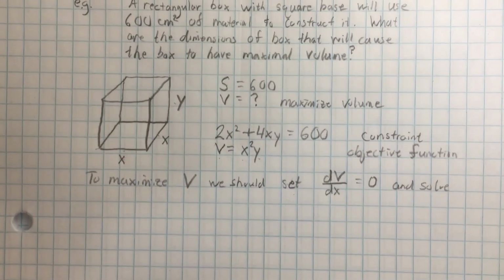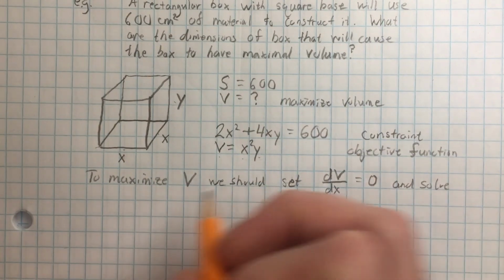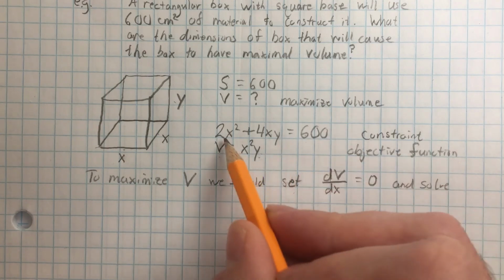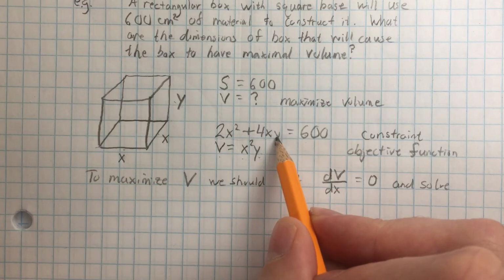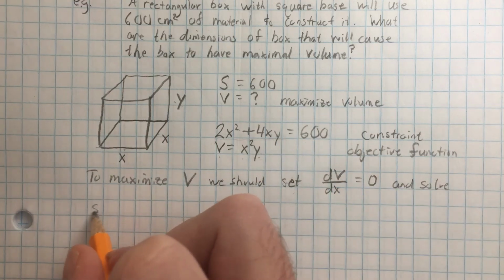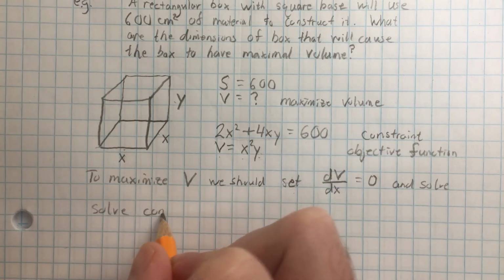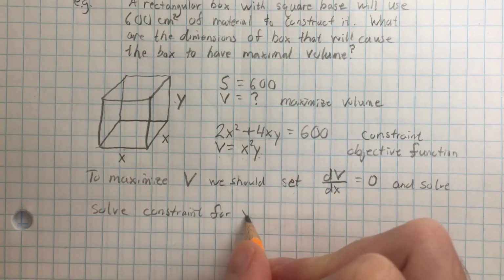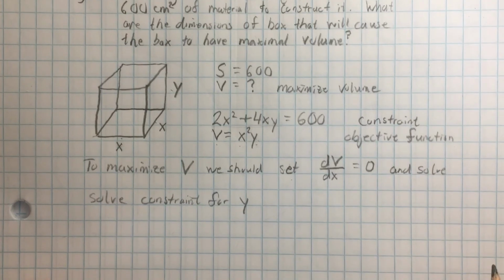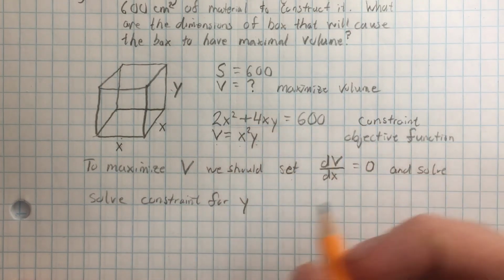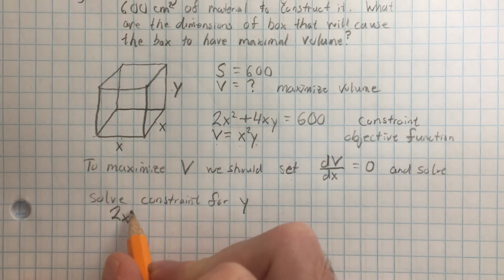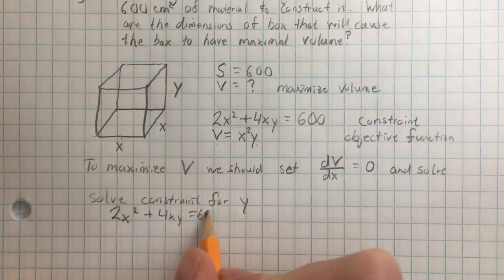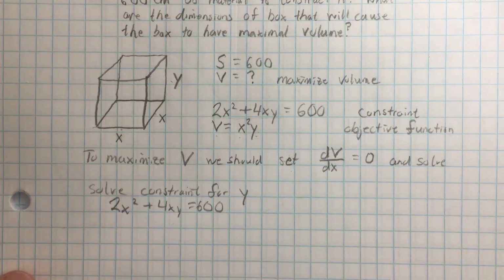So for example, I'm going to go with keeping x here. So that means I need to substitute in something for y. So that's where this will come into play. I see a y here, I'm going to solve for y. Solve the constraint for y. All right, so if I just subtract 2x squared from both sides, and then divide by 4x, that should get y by itself.